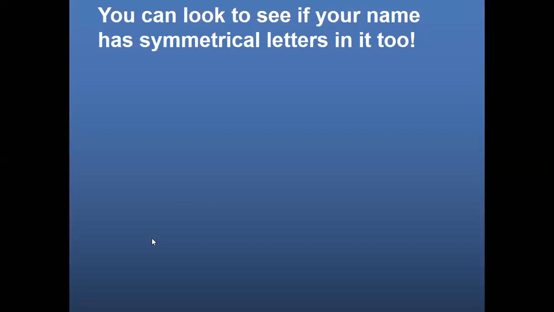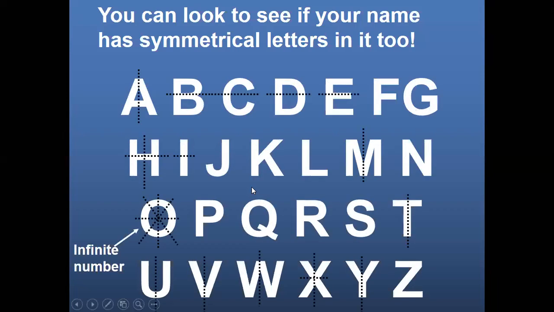D has one line of symmetry. So that's how we can test if our letters have got a line of symmetry. So these are the letters which are symmetrical. They must have a line of symmetry.